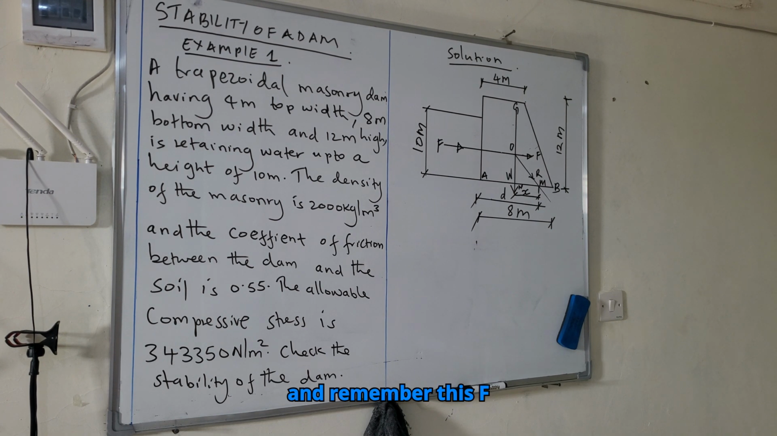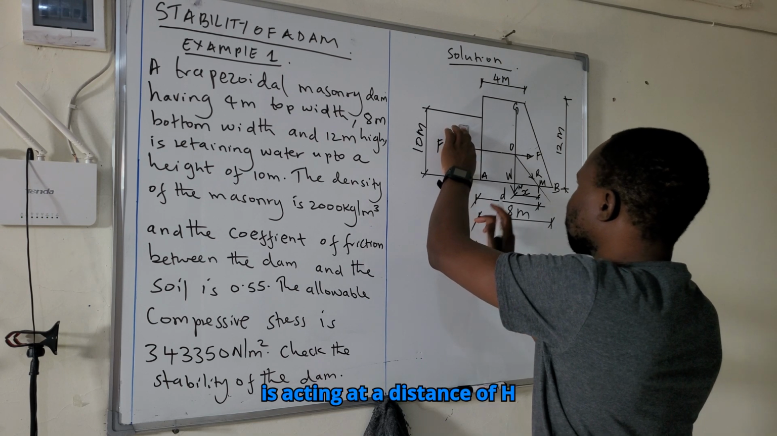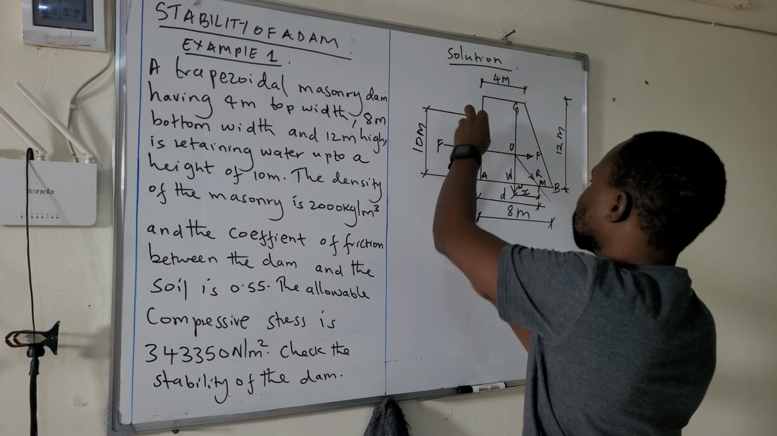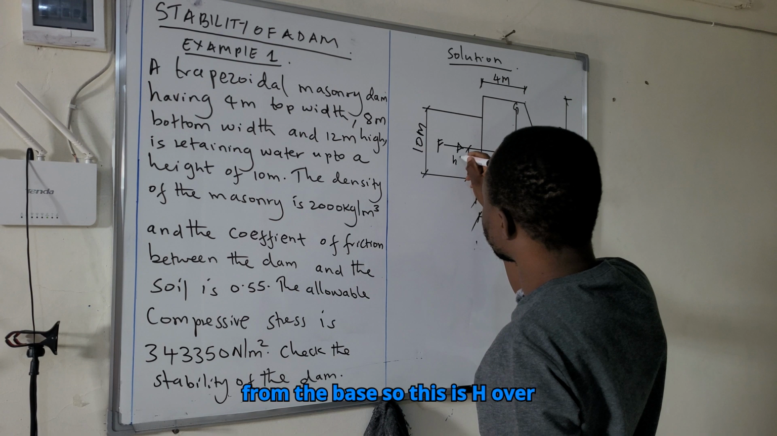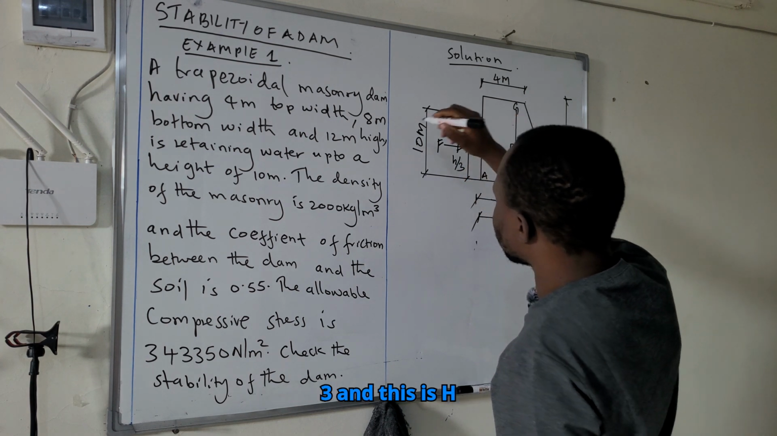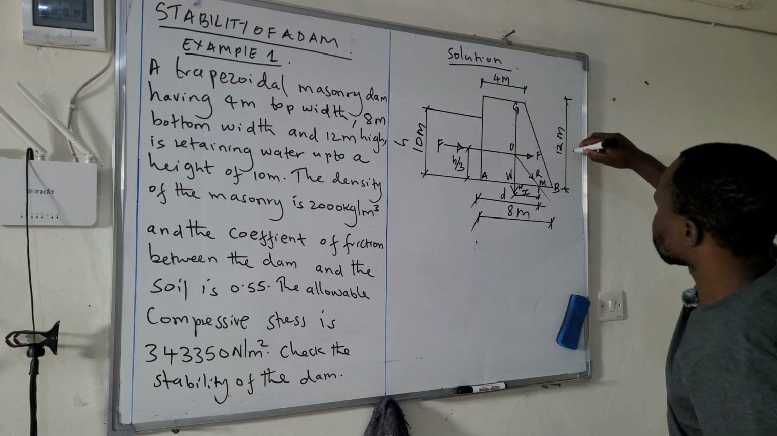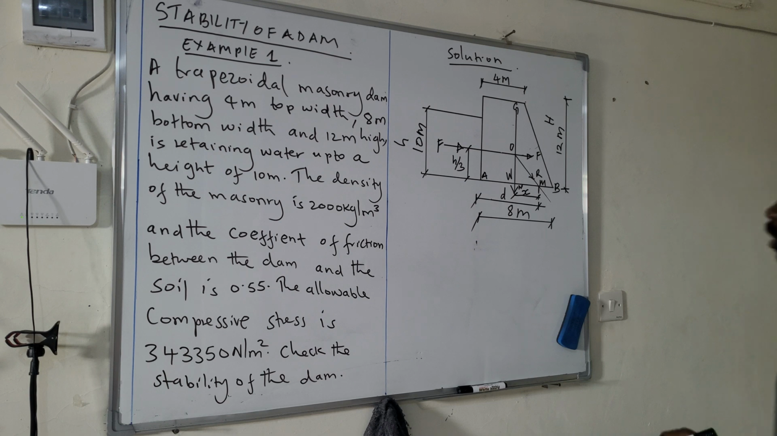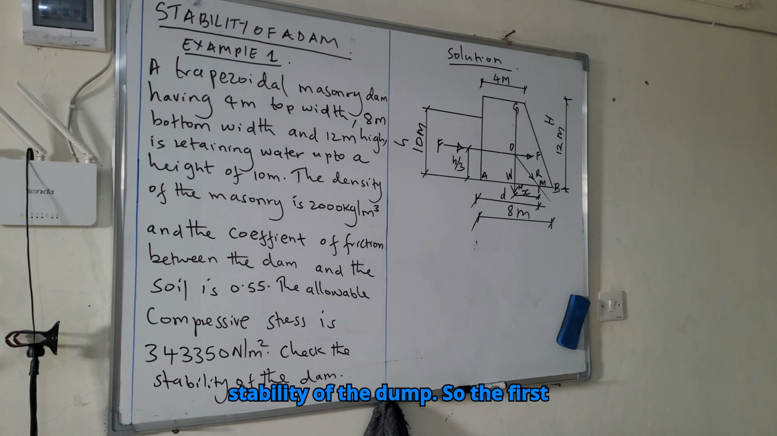And remember, this F is acting at a distance of H over 3 from the base. So this is H over 3. And this is capital H, this 12 meters. So let's start calculating the stability of the dam.